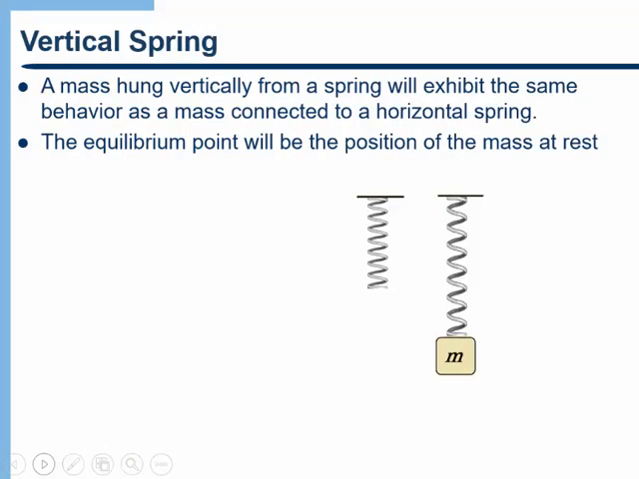Now, one of the things that we haven't looked at is how about if instead of having the object horizontal, what if I hang that mass vertically, where now it's going to seem like gravity might have an impact on it. So let's look at that.